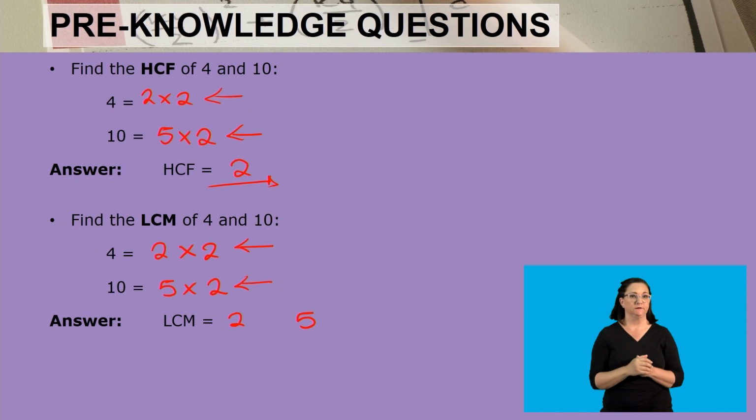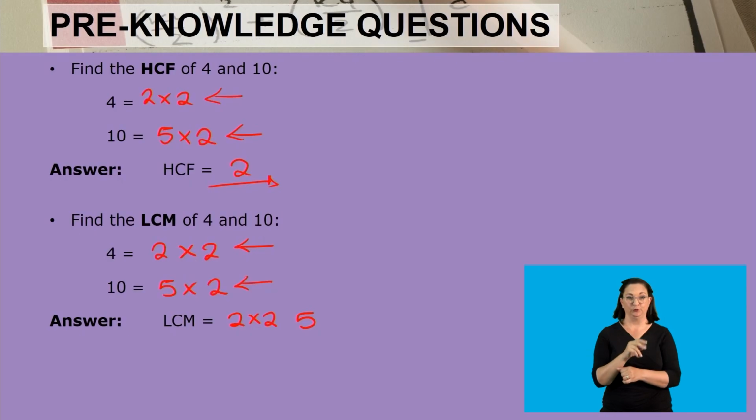So what are we going to do? We are going to take the highest frequency, meaning I'm going to multiply with the 2 again, because it must appear 2 times. The 5 only appears once, so we are just going to multiply by the 5 one time only. When we say 2 multiplied by 2 multiplied by 5, that answer is 20. Because 2 multiplied by 2 is 4, and then when we multiply that 4 with 5, that is going to give us 20. That means that the lowest common multiple here is 20.